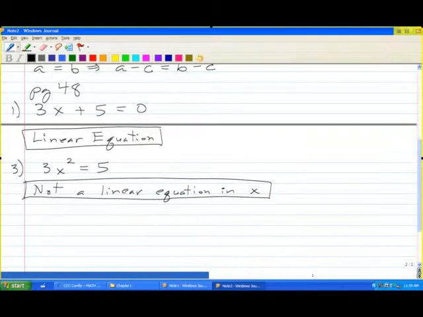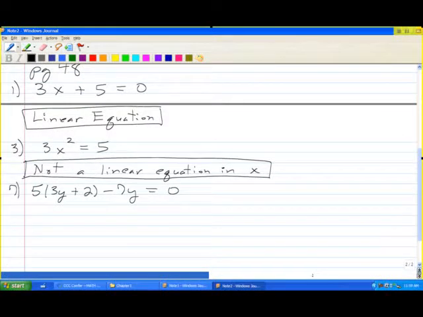Let me do problem number 7. 5 times 3y plus 2 minus 7y equaling 0. If I look at this particular expression, notice that I just have a constant multiplying a constant times a variable. A constant times a constant is a constant. And I have minus another constant times a variable. So once you simplify it, it is just some constant times one variable plus another constant. So this is a linear expression. It equals 0, which again is another linear expression. Therefore, this is a linear equation in the particular variable y.